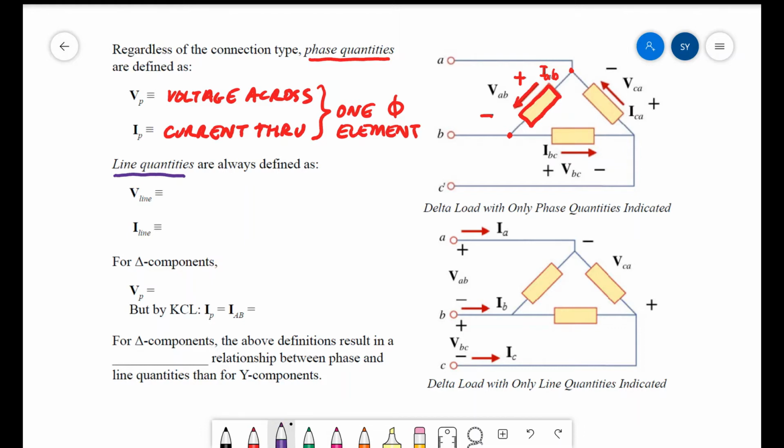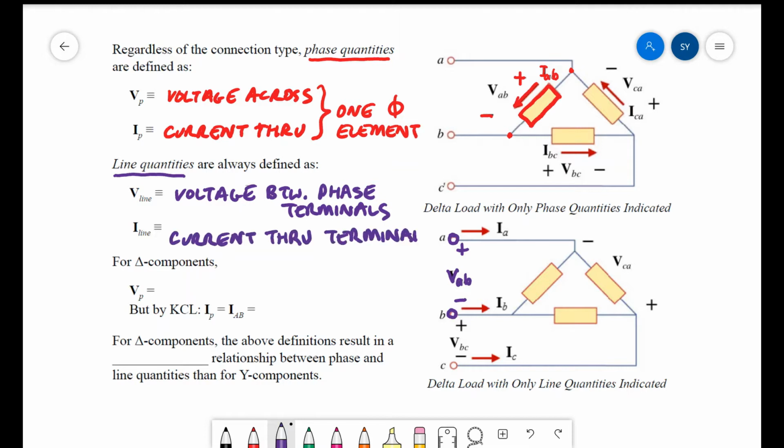Remember that line quantities are defined differently than phase quantities, but not exclusive of them. The line voltage, or the line-to-line voltage, is the voltage between phase terminals. For example, between the terminals A and B, I have VAB. That is, by definition, a line voltage or line-to-line voltage. The line current is the current passing through a phase terminal. That is, for example, IA, it enters terminal A, so by definition is a line current. Another line current would be IB because it enters terminal B.